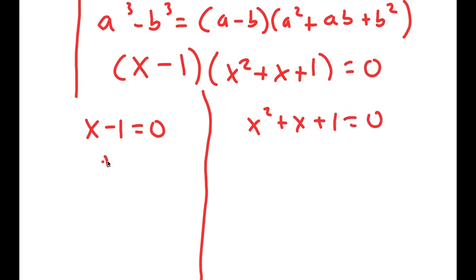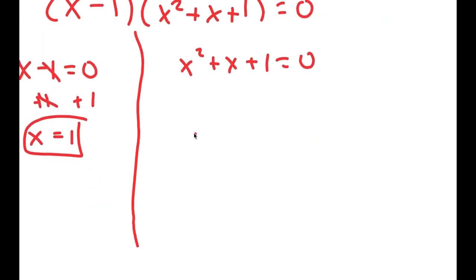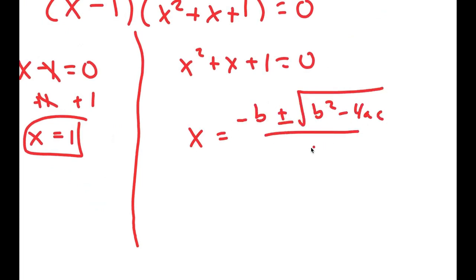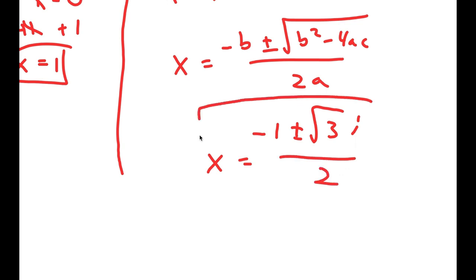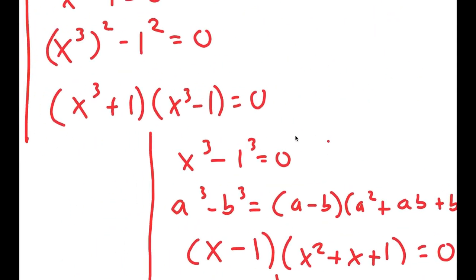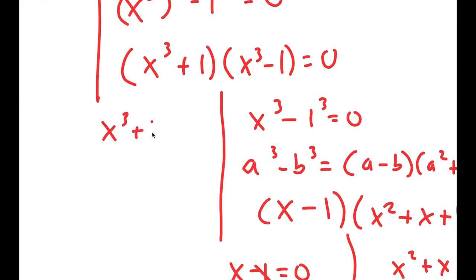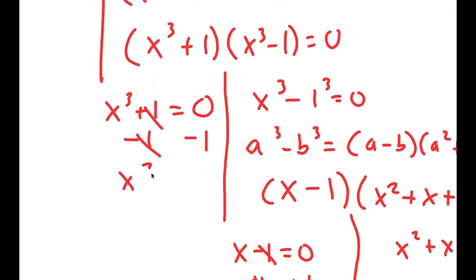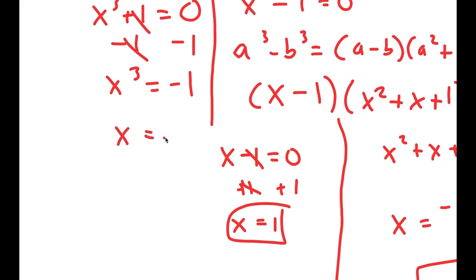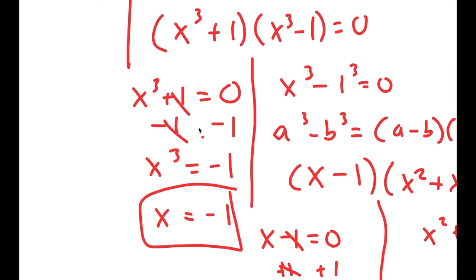So for x minus 1 equals 0, all I have to do is add 1 on both sides, and I get x is equal to 1. And for x squared plus x plus 1 equals 0, I can use the quadratic formula. By using it, I get x is equal to negative 1 plus or minus the square root of 3i over 2. So these are two more solutions. And now we aren't done yet because we also have to solve these. So now I have x to the power of 3 plus 1 is equal to 0. I'm going to subtract 1 on both sides, so I get x to the power of 3 is equal to negative 1, meaning x is also equal to negative 1. So this is another solution.